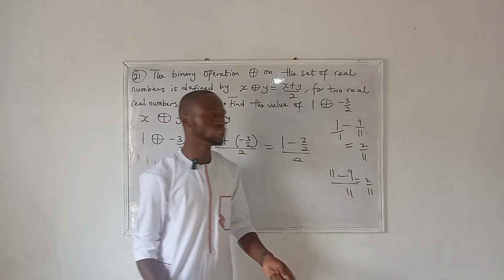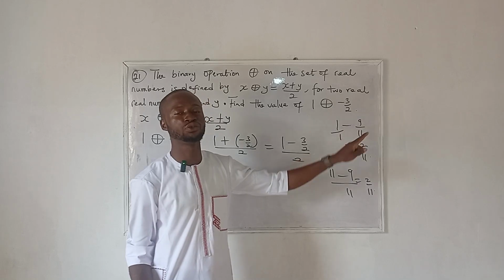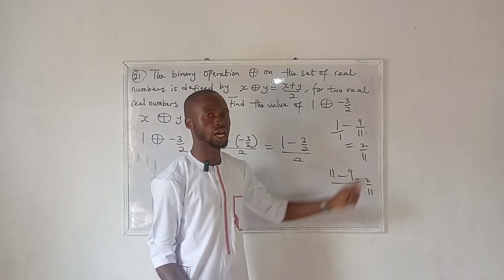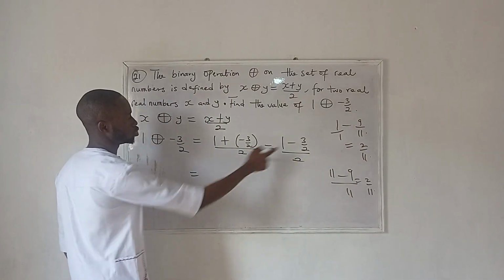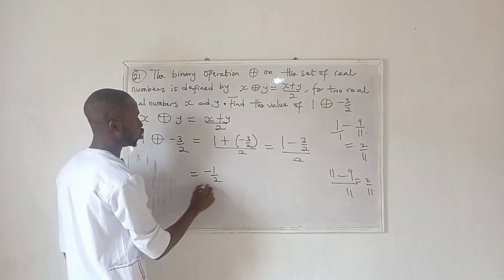How did I know? The point is, if you have 1 minus a fraction, just deduct the numerator from the denominator, then you have your answer, which is 2 over 11. So that means that the answer to this is what? Minus 1 over 2. Then over 2.